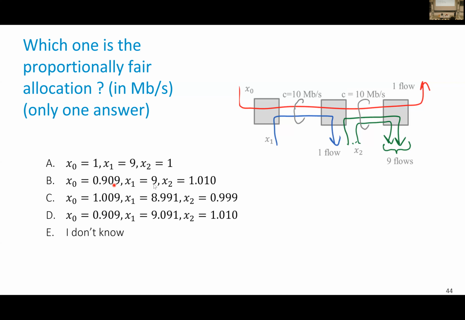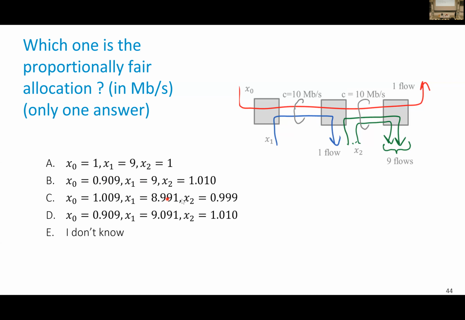The second one is not Pareto efficient, because if we look at link 1, the constraint is 10, and we have a sum here that is less than 10. So I can always increase x1. I will get more, and the others don't move. So this is not even Pareto efficient. So it is certainly not the proportional fair allocation.